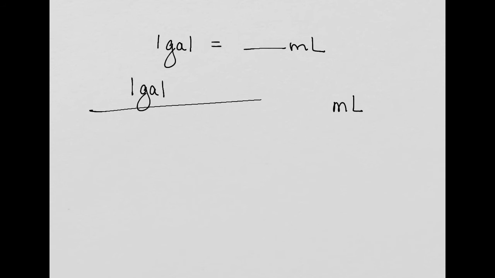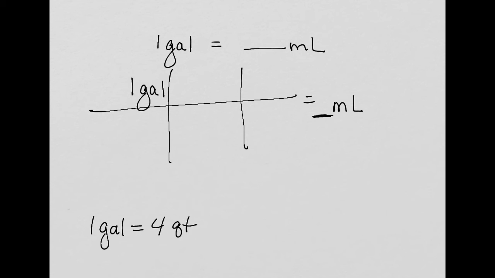1 gallon equals how many milliliters? So let's set this up. 1 gallon goes here. It's the given quantity. We want to find out the wanted quantity. That's over here. So I'm going to set this up. That's my answer over here. And I've got to start my conversion factors. And so I do know that 1 gallon equals 4 quarts. I also know that 1 quart equals 1 liter. So remember, I'm doing conversions. I also know that 1 liter equals 1,000 mLs.